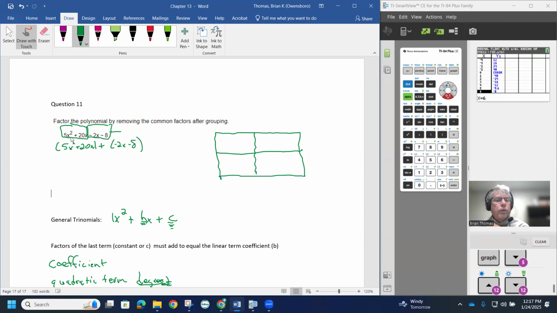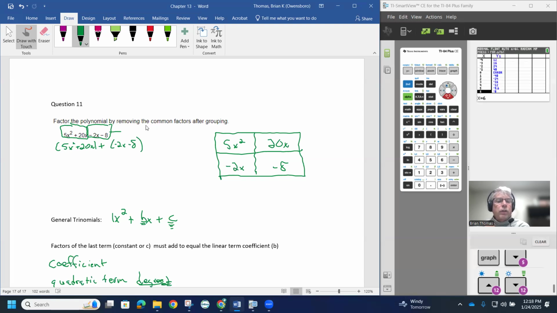So my first two terms go in the top row, the 5x squared and the 20x. And again, you can put these terms in any order you want, but let's just keep it simple and go in the order that they gave us. So negative 2x and a negative 8. Like I said, these terms can be put in any order. We're just going to put the first two in the top row, the second two in the bottom row.